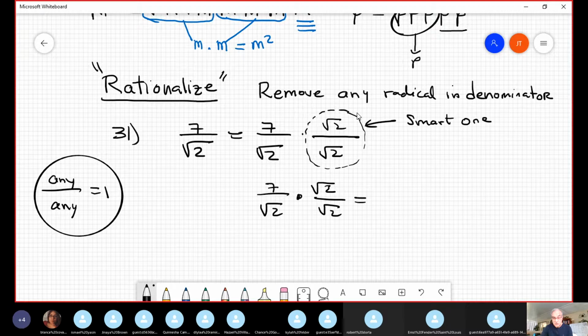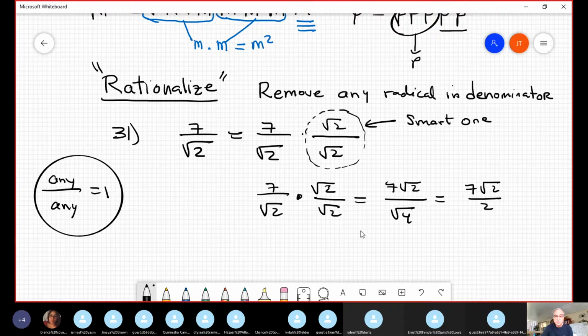This is multiplication. Multiplication is easy. In multiplication, you don't need to find the least common denominator. You multiply top times top, bottom times bottom. So 7 radical 2. And radical 2 times radical 2 is radical 4. And radical 4 is 2. So the answer is 7 radical 2 over 2.